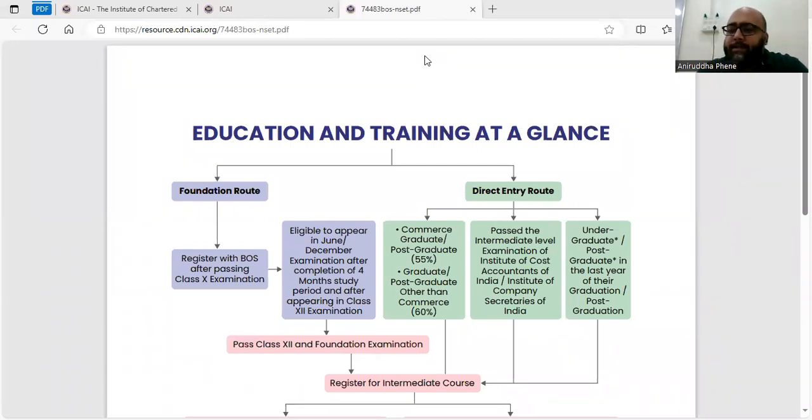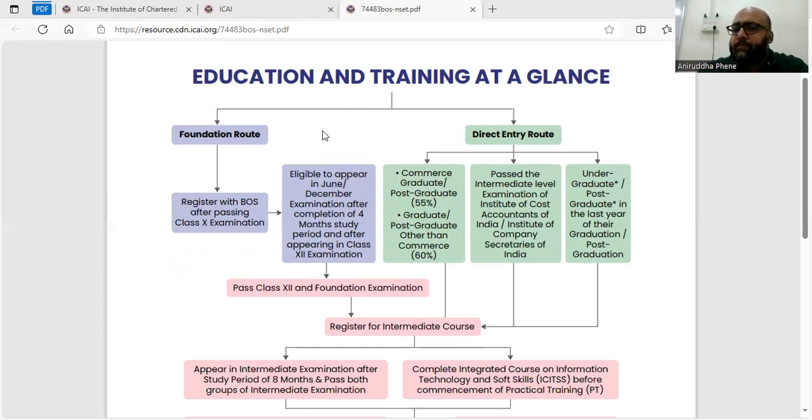So the CA Institute has launched the new scheme for education and training. I would like to discuss that for all the existing students as well as the students who will be joining the course. So this is the education and training, that is the new scheme at a glance. This file is there on the institute website. You can download it.